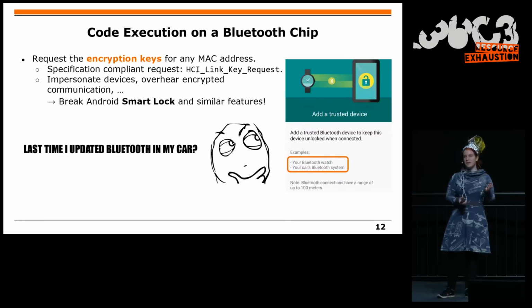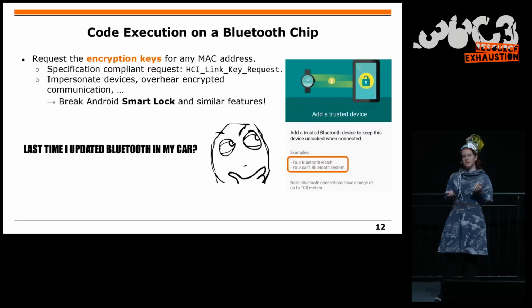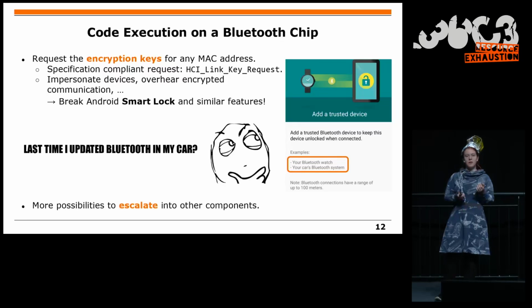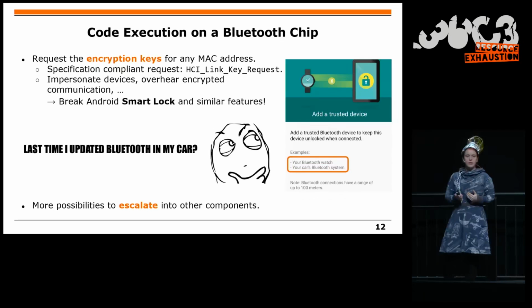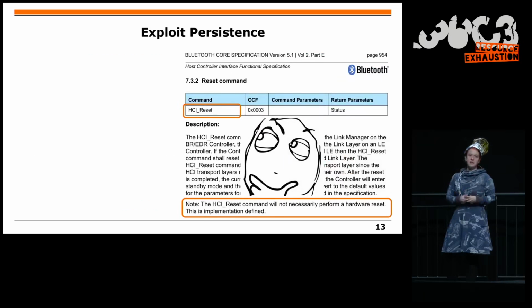But the question is, how secure is the Bluetooth of your car? Would you trust that one to unlock your smartphone? I don't know. And the next thing is, if you have code execution on a Bluetooth chip, it also means that you might be able to escalate into some other components, so that you go up all the layers. Then the next question is the exploit persistence.